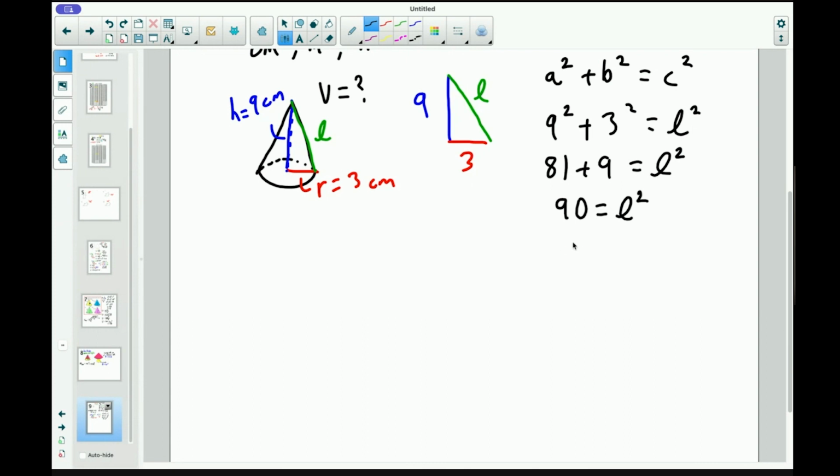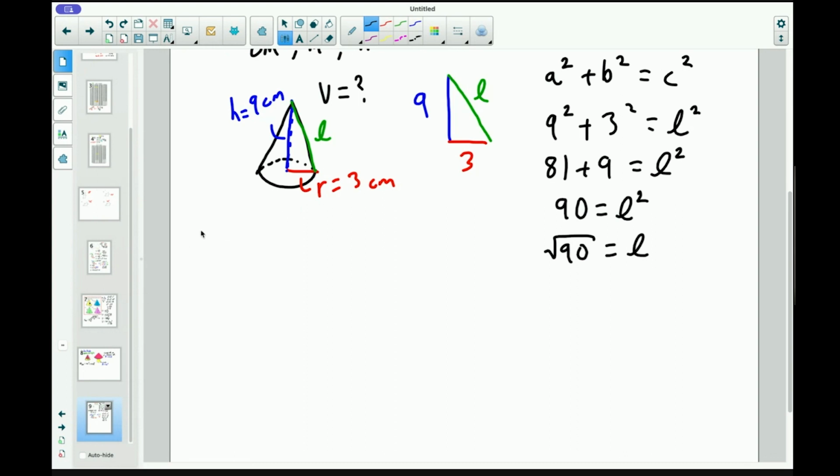Okay. And we're going to square root both sides. So we get square root of 90 is equal to L. For those of you who have tinkered around with surds, you'll know that you can simplify this to 3 root 10. If you have no idea what I just said, don't worry about it, okay, for the foundation level. So L is just equal to the square root of 90, because I don't want to work with decimals.